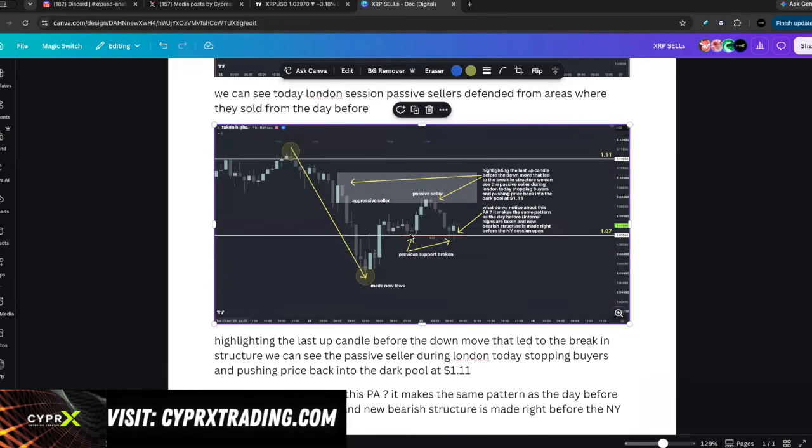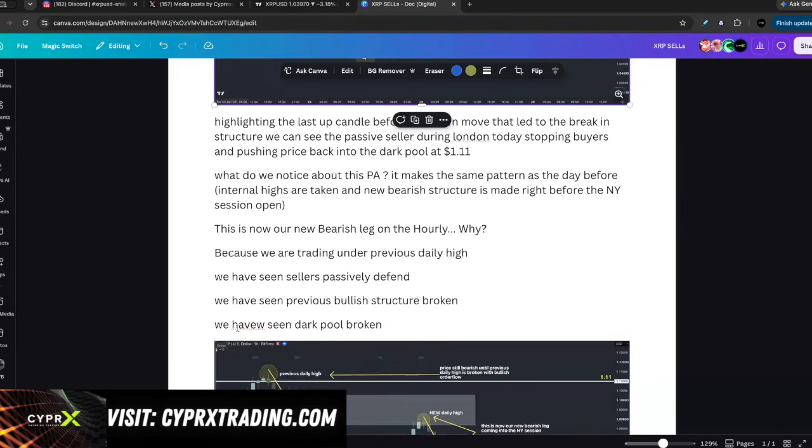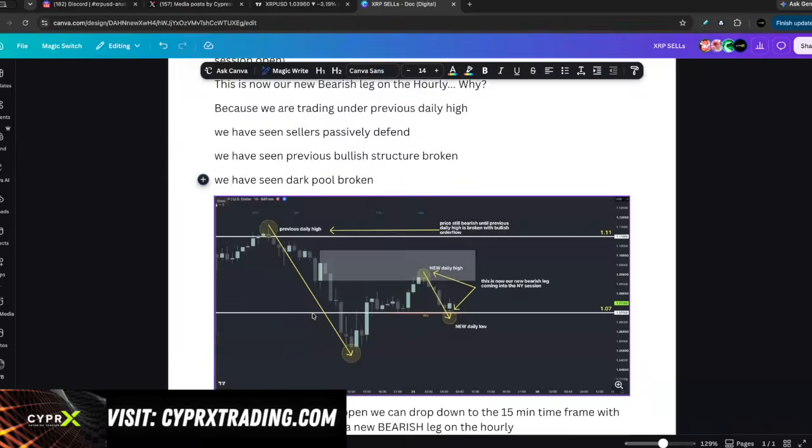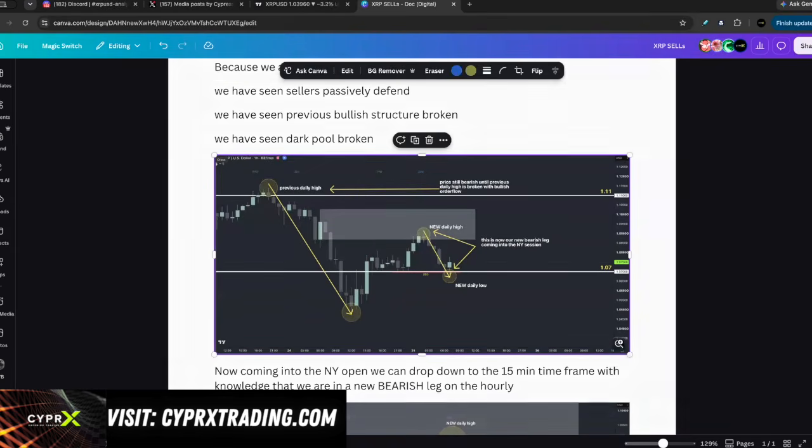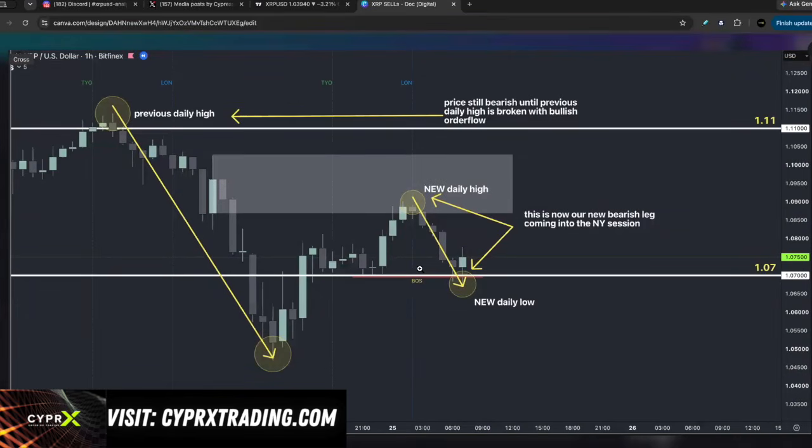So the buyers from Asia have now been engulfed during London session. And we have also seen a dark pool broken to the downside. So now coming into the New York session, logically speaking, up until this point, this is now our new bearish leg.